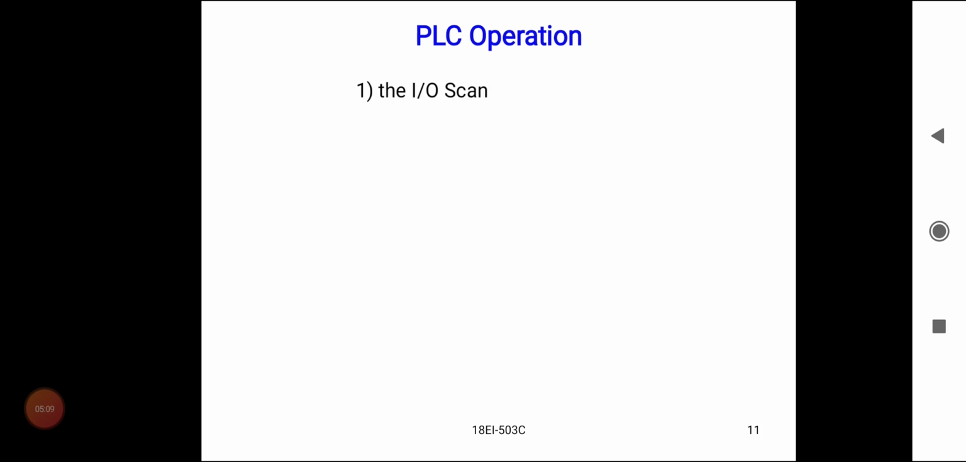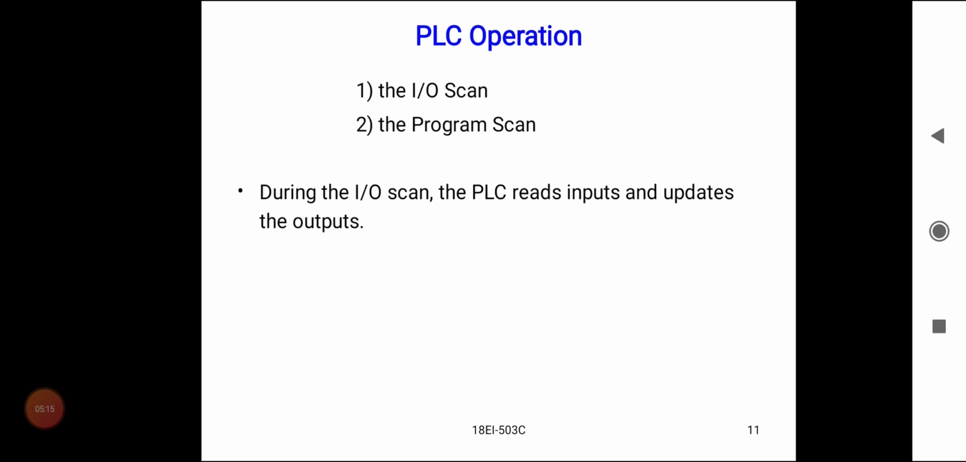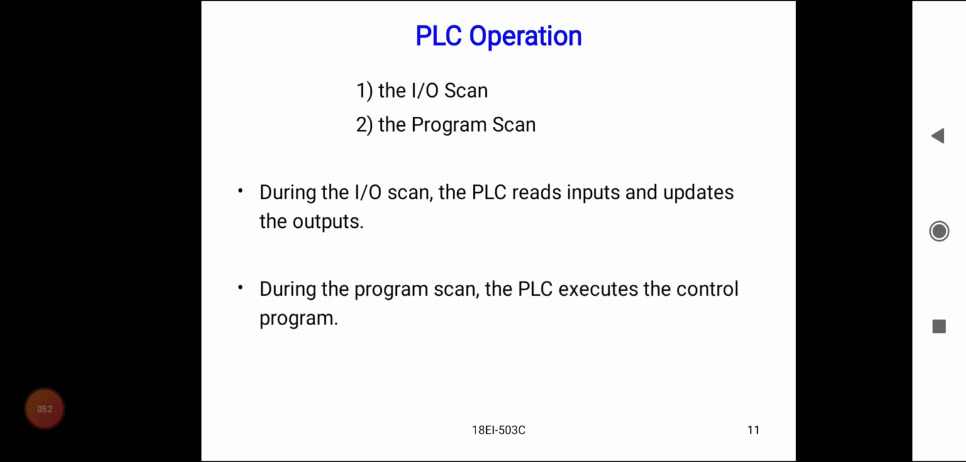PLC operation, the IO scan and the program scan. During the IO scan, the PLC reads inputs and updates the outputs. During the program scan, the PLC executes the control program.